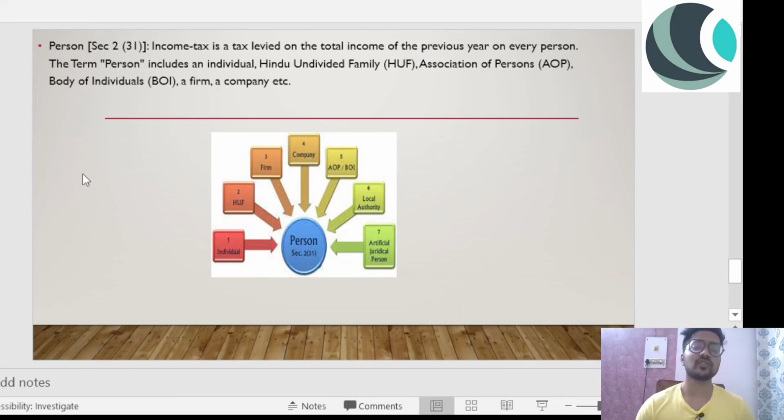So association of person, like wherein two or more persons come together for a purpose, when the purpose is to earn profits and without any contract. So that is association of person, right?